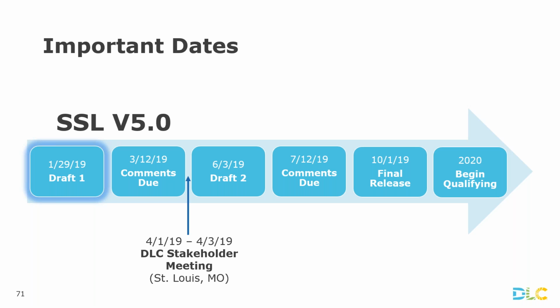From there, we will be developing a second draft currently proposed for June 3rd. Comments would be due on that in July before a final release on October 1st. As I said earlier, some of these dates might be subject to change. I think I can confidently say they're not going to be any earlier than what you see here. Actual qualifying of products would be sometime in 2020 as currently proposed.